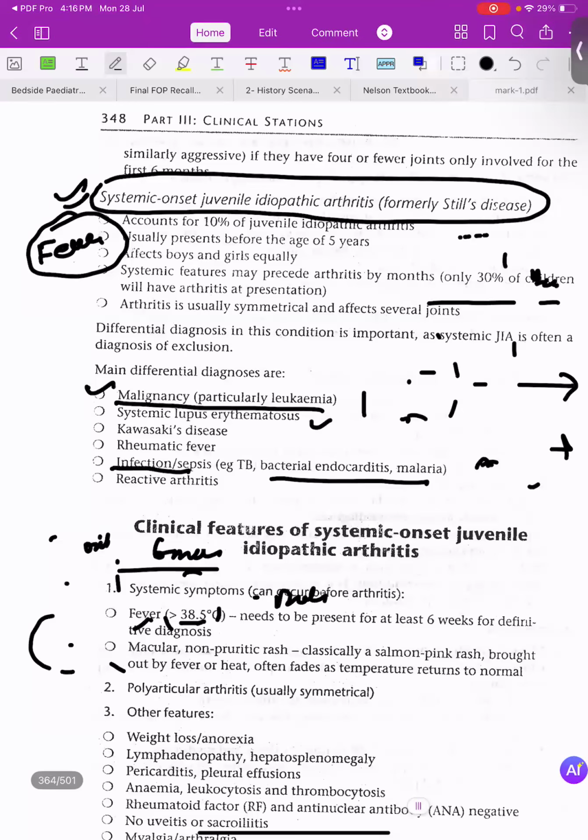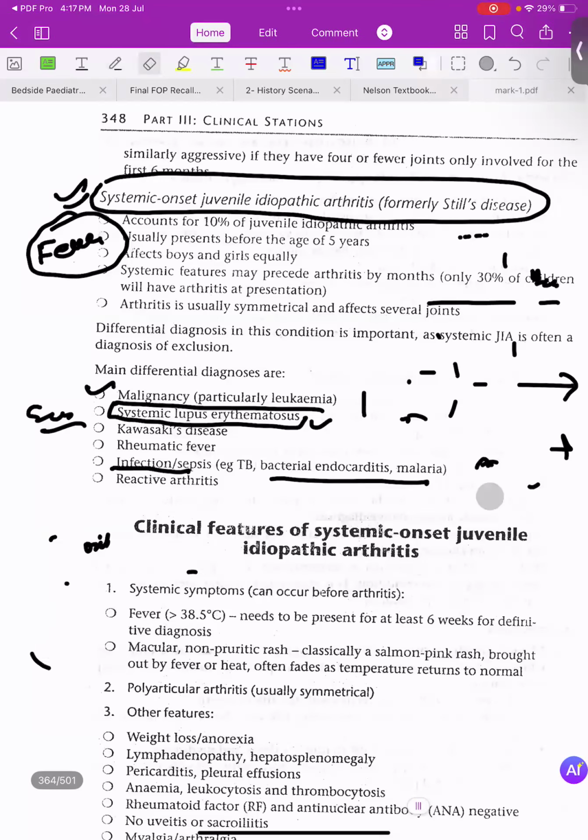SLE may come to you with fever or without fever, so it is coming in the differential of both. And another thing is that in case of SLE, we have serositis that is coming to us with pulmonary problems, difficulty in breathing, and cardiac problems. Okay, so this is the basic concept. Is that clear?